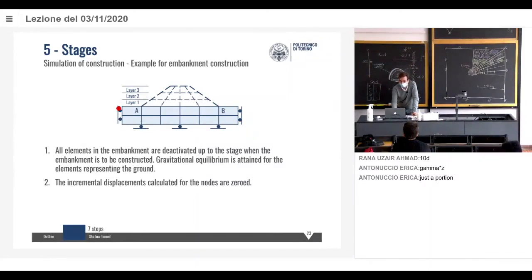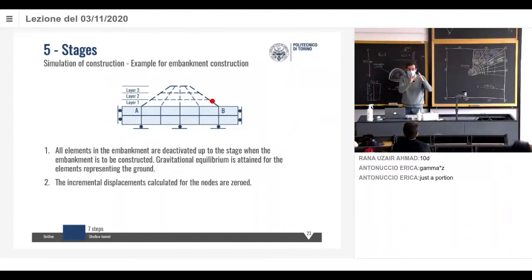But then when we set boundary conditions, this is a surface layer, so we will put rollers. This is going to be a free surface. And at stage number 1, we are going to deactivate these. We don't want to have them at the beginning because we want to simulate the construction. So we have them in the model, but we deactivate them immediately.